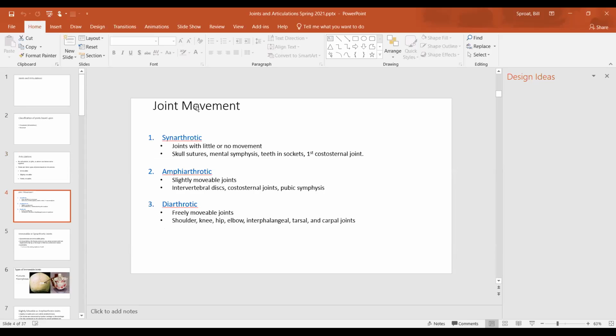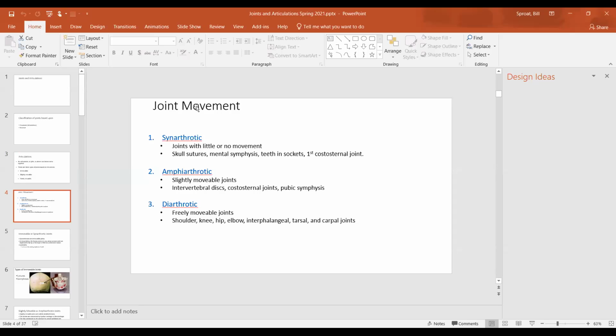Now, the proper term for that type of movement is synarthrotic, meaning no movement, amphiarthrotic, meaning slight movement, and diarthrotic, freely movable joints. Most of our joints are diarthrotic. So synarthrotic, amphiarthrotic, or diarthrotic.